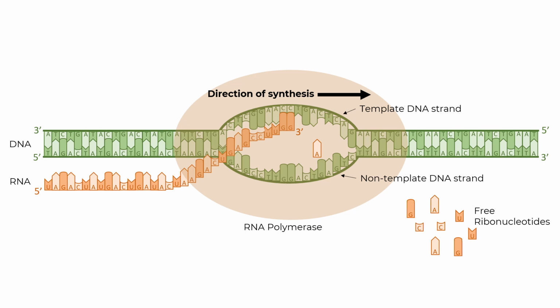RNA polymerase has three main functions. It temporarily unwinds the DNA, matches new nucleotides to the template, and catalyzes the formation of the phosphodiester bonds that hold the RNA molecule together.